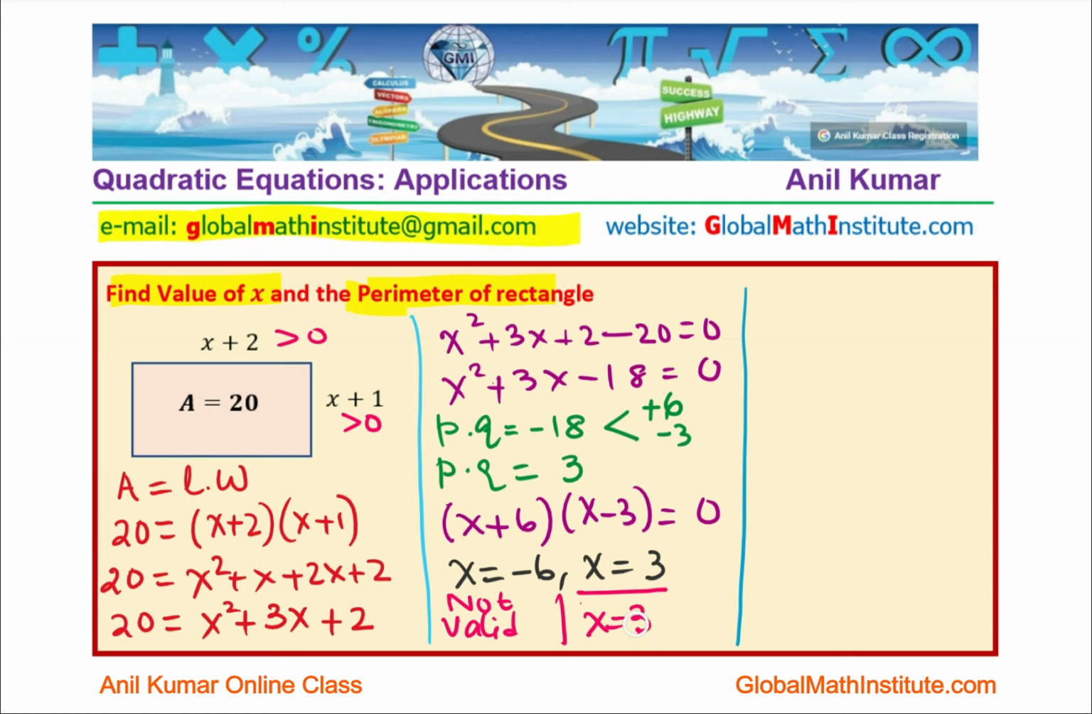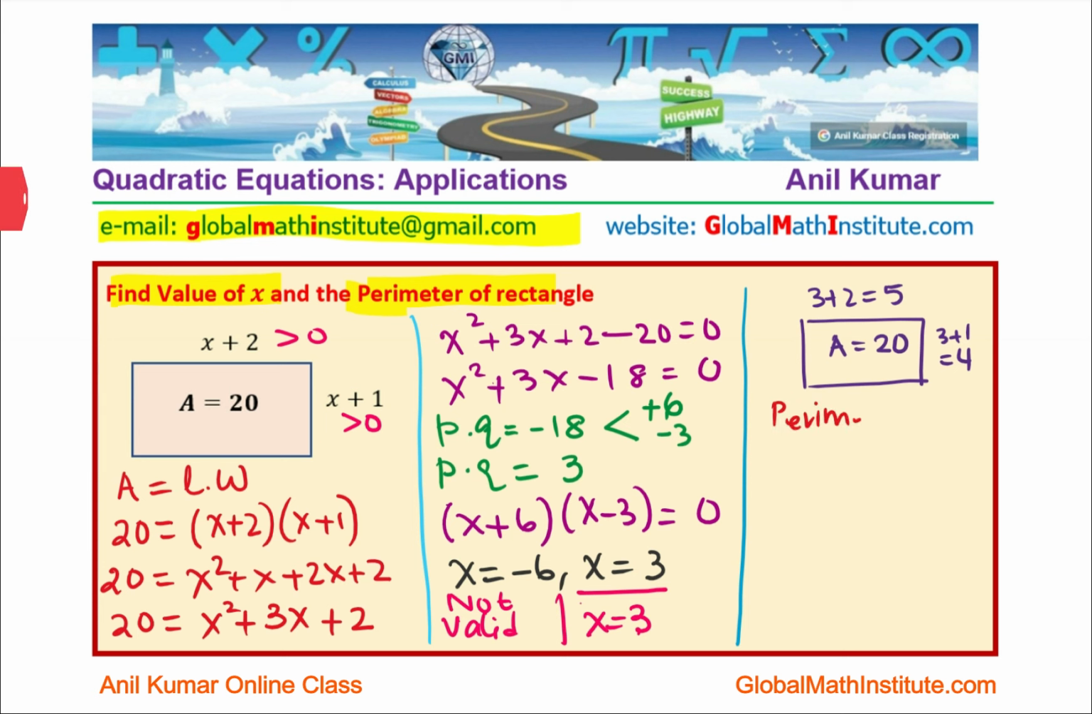So now let us substitute x equals 3 and find the sides, right? And then we'll find the perimeter also. So we have this rectangle, and if I substitute 3, what do I get? Well, I get x plus 2, which is now 3 plus 2, which gives me 5, and 3 plus 1 on the other side, which gives me 4. And of course, when I multiply them, I do get area of 20. Makes sense, right? Now the question here is, how do you find the perimeter?